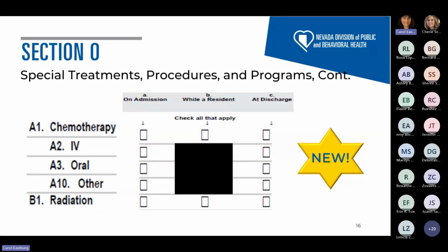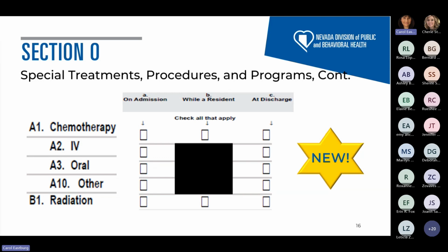The first item in section O relates to chemotherapy and radiation treatments. Previously, you had 2 choices, either chemo or radiation, both while not a resident and while a resident. Now, there are 5 choices, but only A1 chemo and B1 radiation can be coded on admission, while a resident, and at discharge. And of course, they're all renumbered.